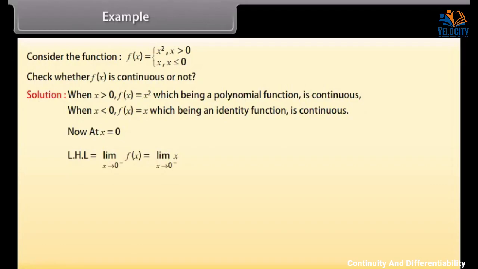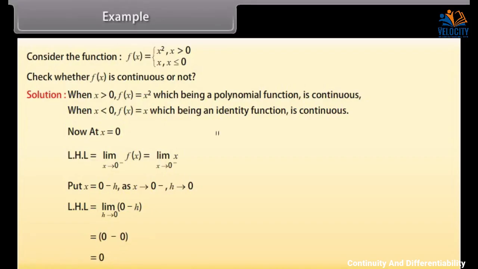Left-hand limit. Limit x approaches 0 minus of f of x is equal to limit x approaches 0 minus of x. Put x is equal to 0 minus h, as x approaches 0 minus, h approaches 0. Left-hand limit is equal to limit h approaches 0 of 0 minus h, is equal to 0 minus 0, is equal to 0.